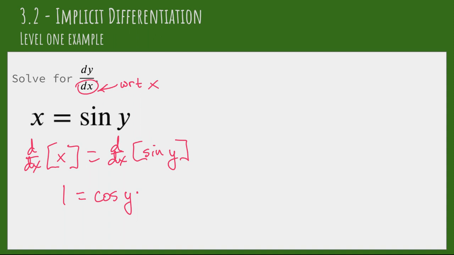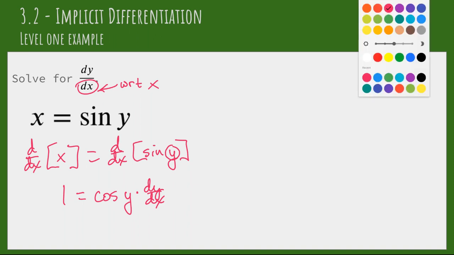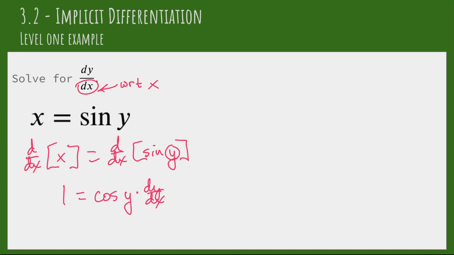But then we have to multiply by the derivative of the baby. And in this case, since the baby function, the inner function, is y, and we're taking the derivative with respect to x, that means we're multiplying by dy dx. Now, the problem's asking us to solve for dy dx. So the next thing we need to do is get dy dx by itself. And that's just a matter of dividing both sides by the cosine of y. So we have dy dx is equal to 1 over cosine of y.